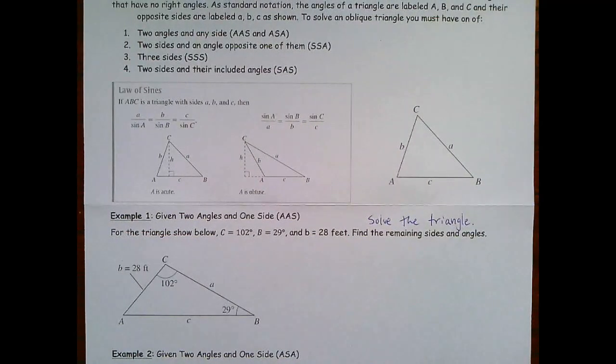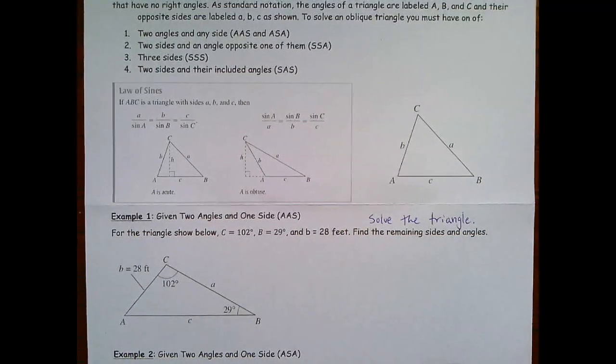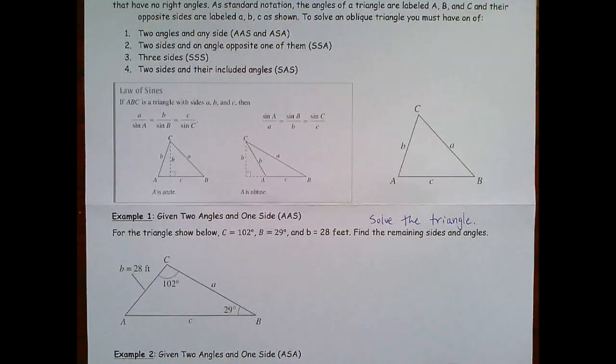Well, we're looking for all the sides and all the angles. I notice I have two of the angles. It could be a very easy start just to find the missing angle here. So can I find the missing angle A? Well, if I know that C is 102 degrees and B is 29 degrees, then what do I know for sure about A? I know that there's 180 degrees inside of a triangle.